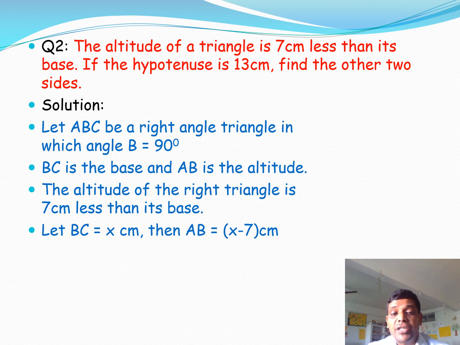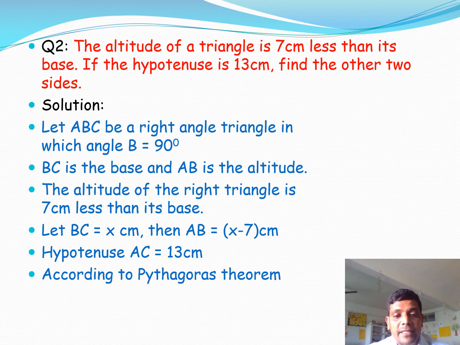What is the given condition? The altitude of a triangle is 7 centimeters less than its base. Then base equals x, altitude AB equals x minus 7 centimeters, and hypotenuse AC equals 13 centimeters. According to Pythagoras theorem, you know Pythagoras theorem? In a right angle triangle, the square of the hypotenuse equals the sum of the squares of the other two sides.